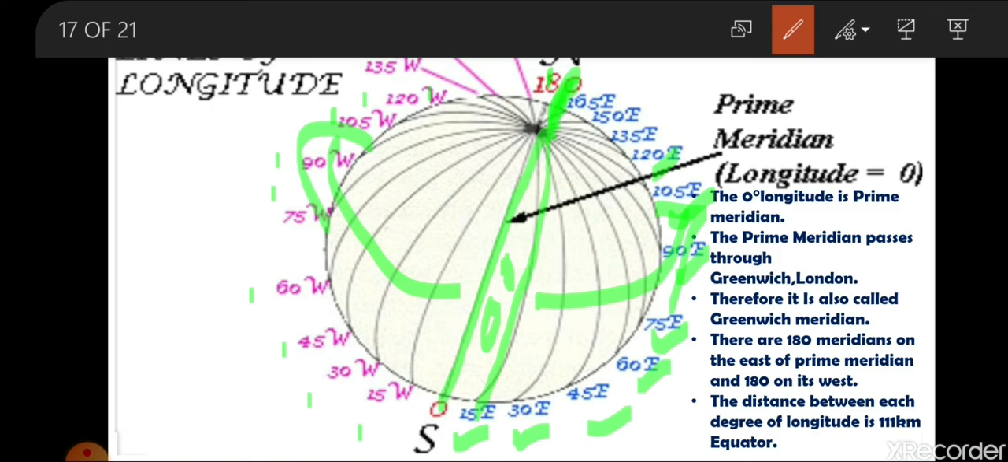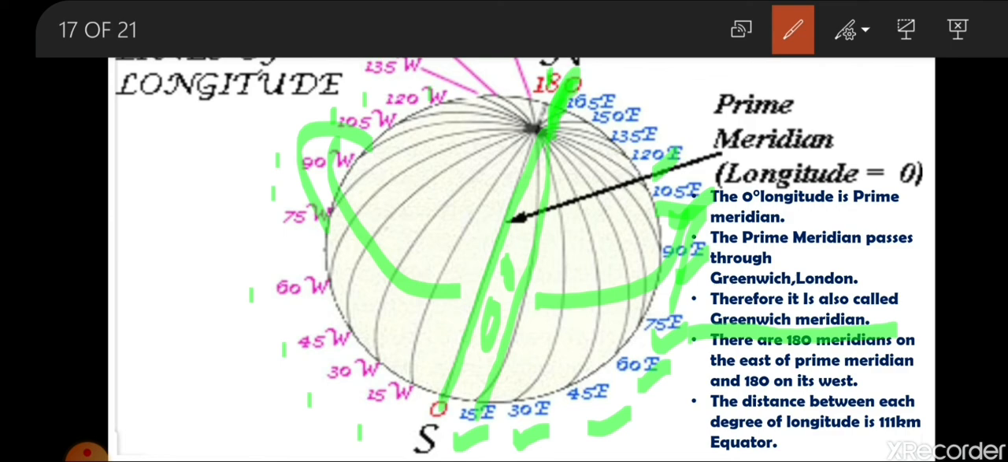The 0 degree longitude is called the prime meridian. The prime meridian passes through Greenwich, London. That is why this line is also known as the Greenwich Meridian. There are 180 meridians on the east of the prime meridian and 180 on the west.